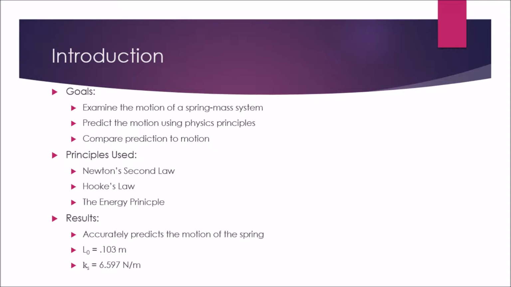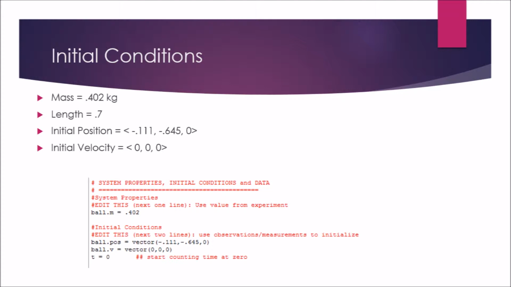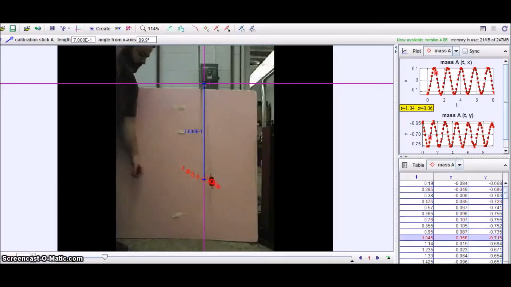The results were that we were able to create a model that accurately predicted the motion of the spring and discovered the relaxed length of the spring to be 0.103 meters and the spring constant to be 6.597 newtons per meter. For this problem, we were given the mass of the weight and the length of the spring. Using Tracker, we were able to find the initial position of the spring.